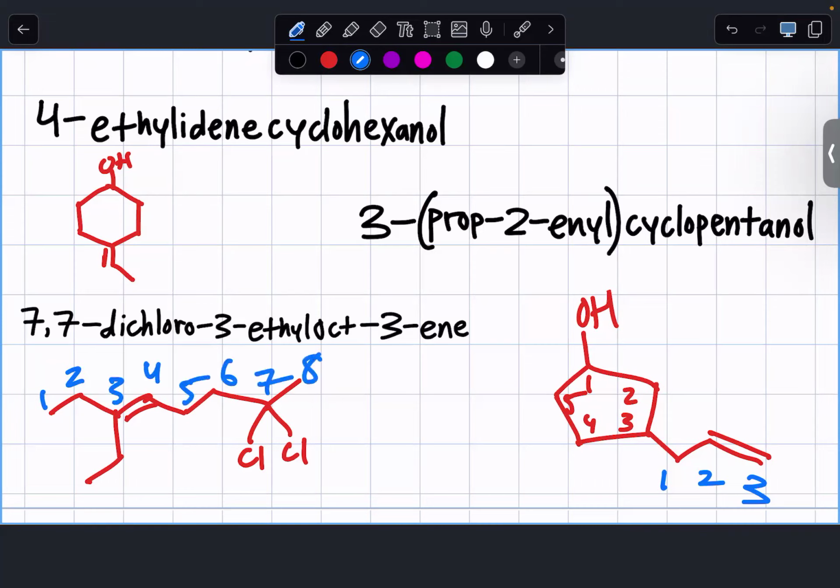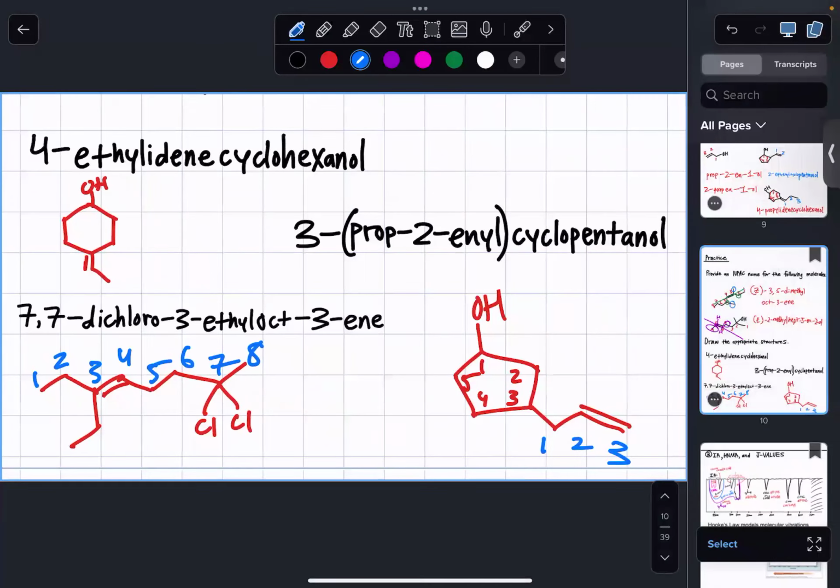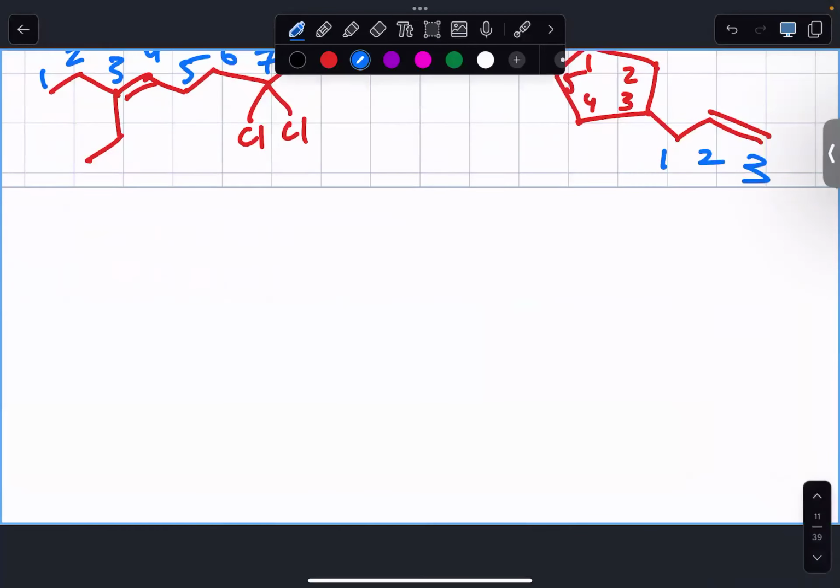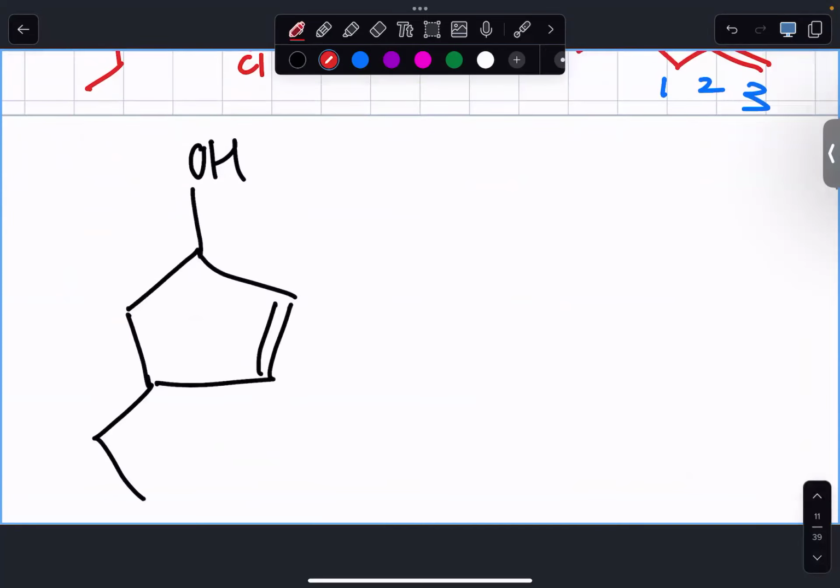Okay. Is there going to be a case where there's a double bond in the ring, with the ending changing from cyclopentanol to cyclopentenol? Yeah, it would change. Let's say we have this. Alcohol has the highest priority, so that's going to be number 1 right there. And now this could be 2 or this could be 2.